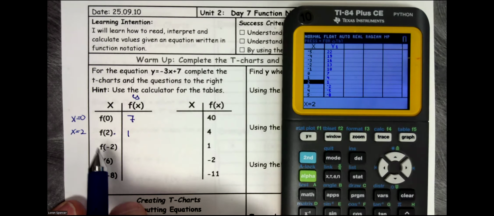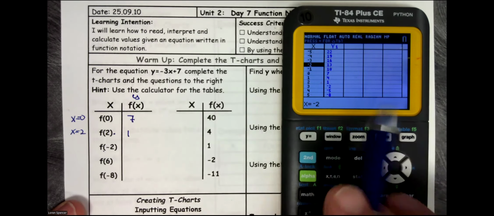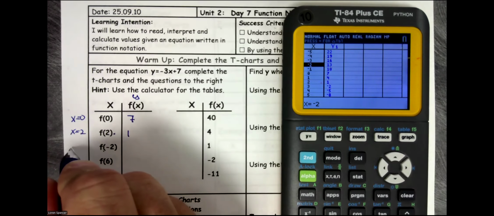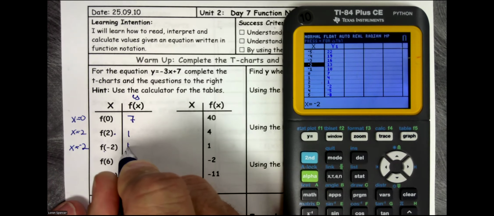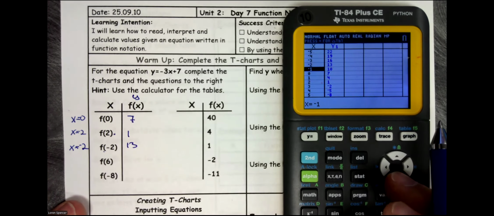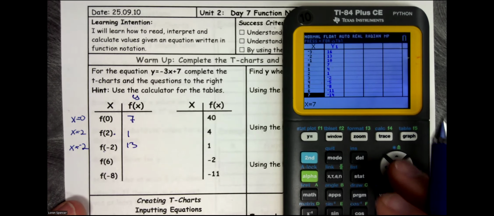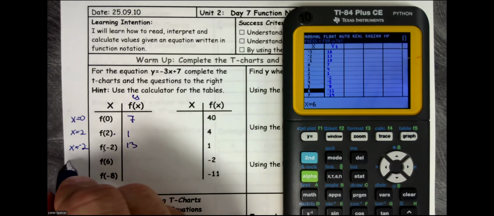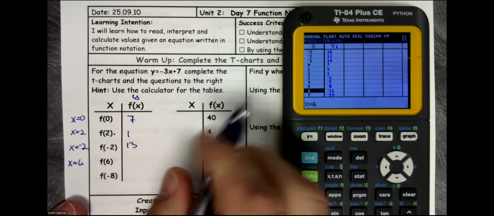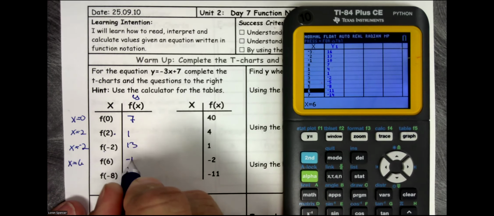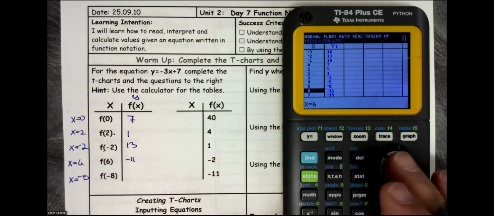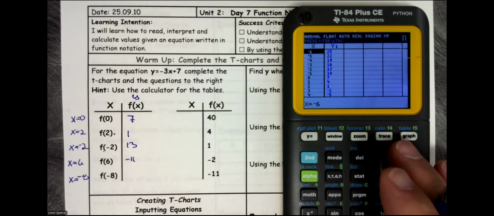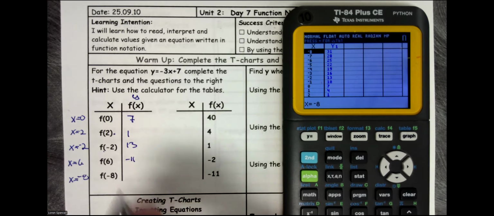Then it says f of negative 2, so I need to scroll up to negative 2, and for x equal to negative 2, I get y equals 13. Then it wants f of 6, so I drop down a little bit, and when x is 6, y is negative 11. And then finally, when x equals negative 8, I have to scroll up to get there, and I end up getting 31.